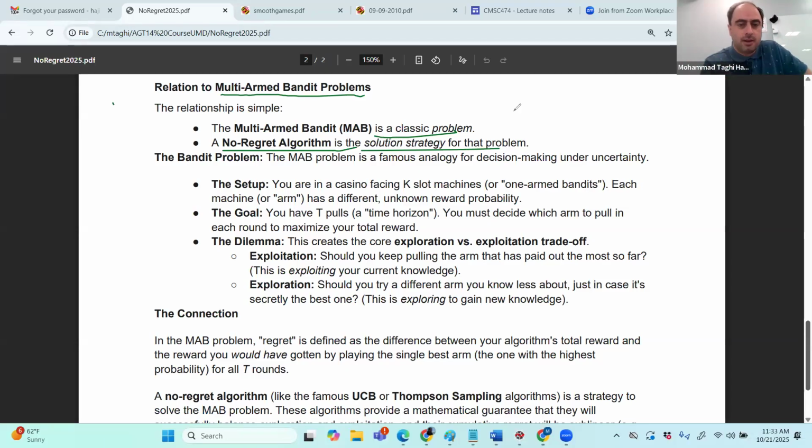So what is the setup here? This is a typical example. You are in a casino facing K slot machines, or in this case it is called a one-armed bandit. Each machine or arm has a different unknown reward probability. What is your goal? You have T pulls, corresponding to the time horizon. You must decide which arm to pull in each round to maximize your total reward.